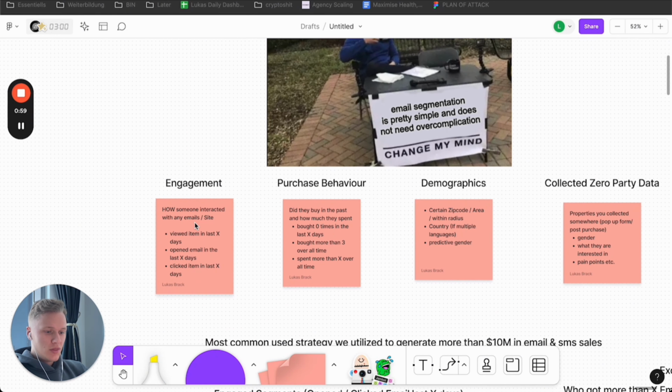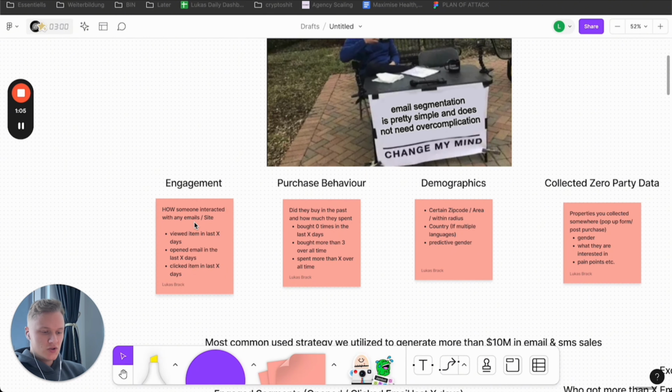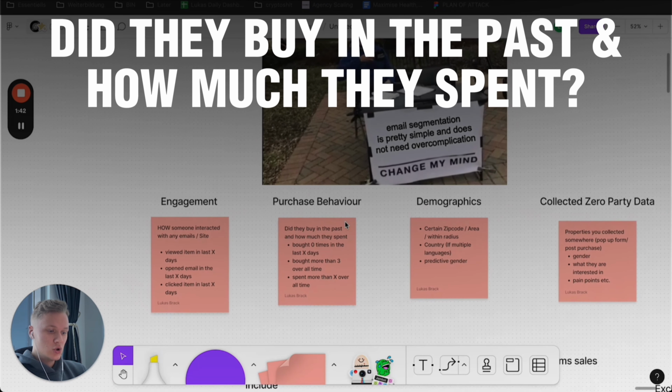What I mean with engagement is basically how someone interacted with our emails or with our site. That's usually the most common one. For example, if someone opened an email in the last whatever days, clicked through an email in the last whatever days, viewed an item, or has been active on the site within whatever days you choose, they basically had an engagement with your site or your emails. You can go crazy with this, and there are multiple ways to do it, but the most common ones are clicked, opened, viewed item, or active on the site.